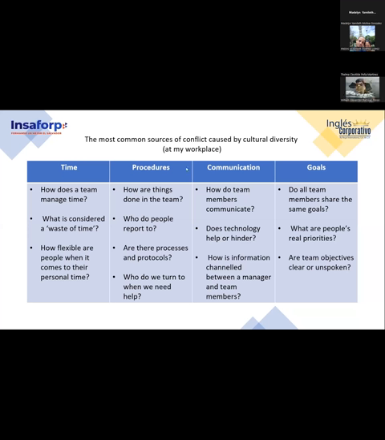Communication. Miscommunication. Right. How do team members communicate? Does technology help or hinder? Do you know the meaning of this word? It's when you stop someone from doing something. It's an obstacle. The opposite of helping, hinder, right?